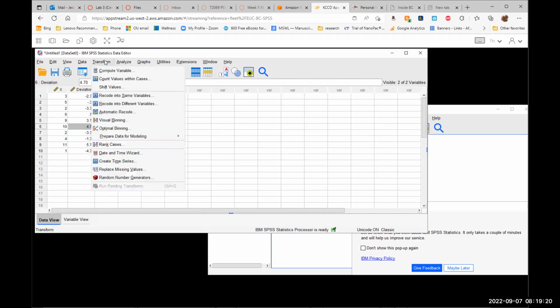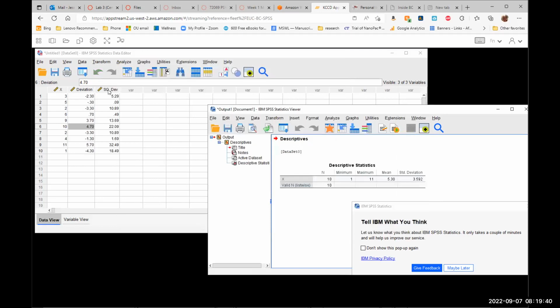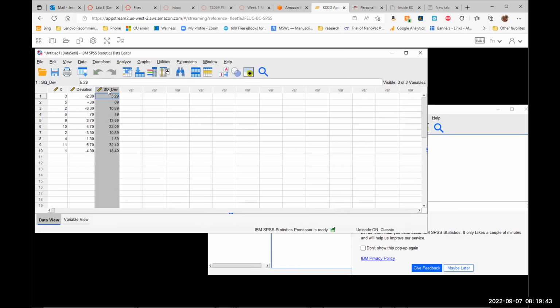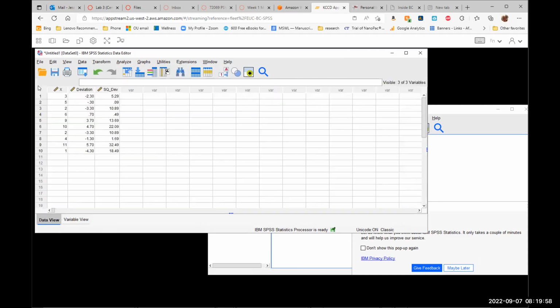Next, we need to calculate the squared deviations. That's really easy. Transform, Compute Variable. We're going to name it SQ deviation. We're going to clear this off, and enter deviation times deviation. And here we have squared deviations. We could click over here and give it a label, squared deviation. And we actually need the decimals here, don't we? Okay. Here we have pretty much everything we need.